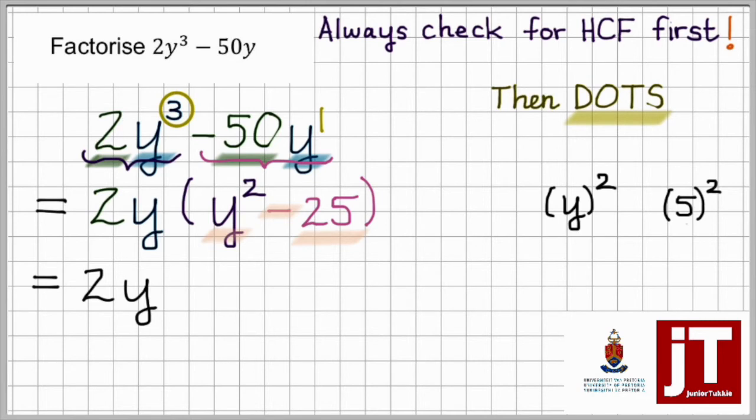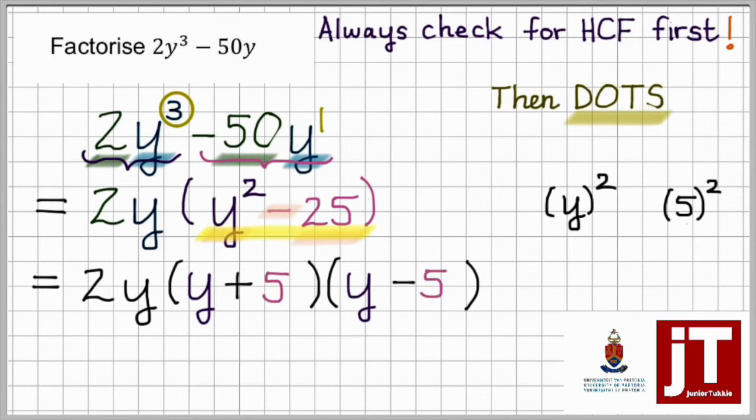Then for our difference of two squares, we write out two brackets, one with a plus sign and one with a minus sign. The first term in each bracket is y, because y times y gives us y squared, the first term that we started off with. And the second term in each bracket is 5, because positive 5 times negative 5 will leave us with negative 25. And having written this down, we have solved this problem.